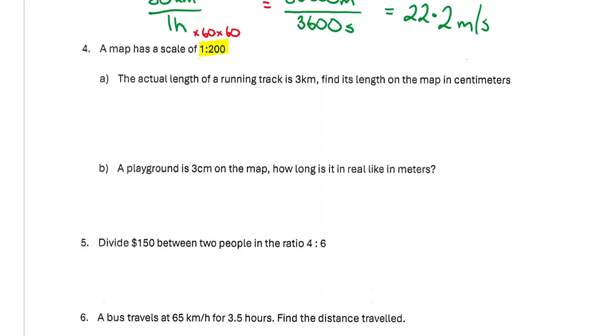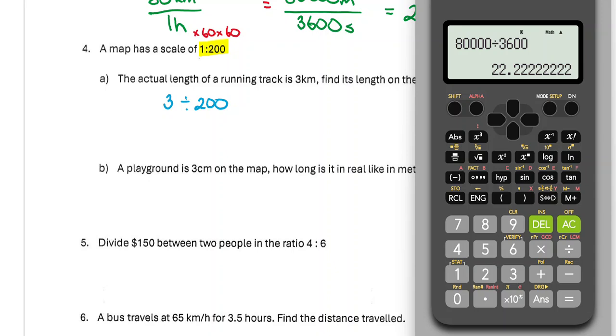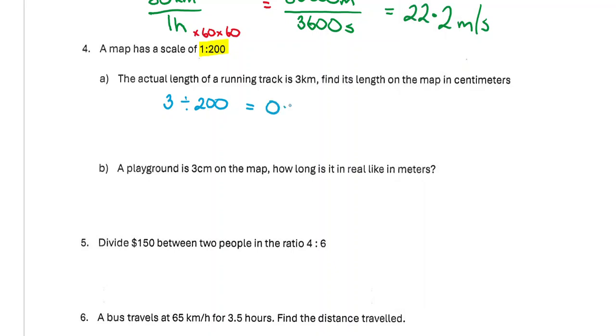If we are trying to find out how big it is on a map, we would be wanting to make it smaller, which means we take the 3 kilometers and we divide by our ratio, which was 1 to 200. So we divide by the 200 part. When you divide that, 3 divided by 200, we get 0.015, and that seems very small because it is in kilometers.